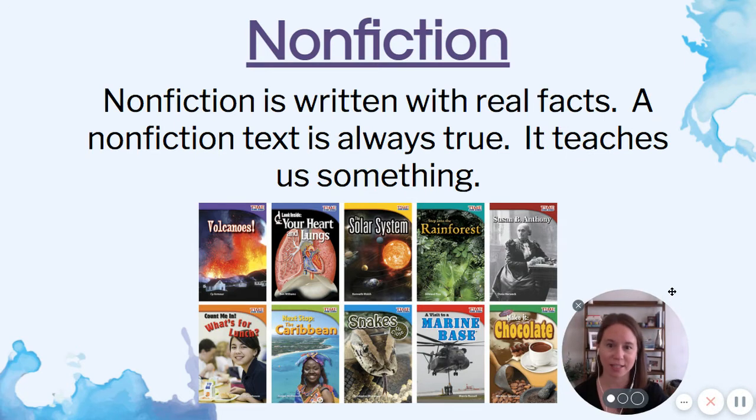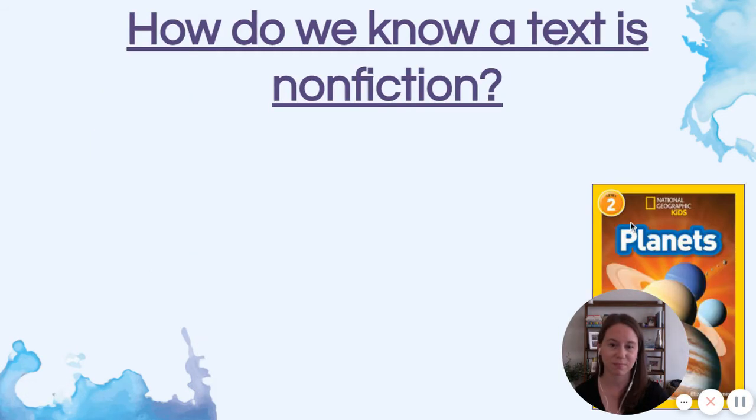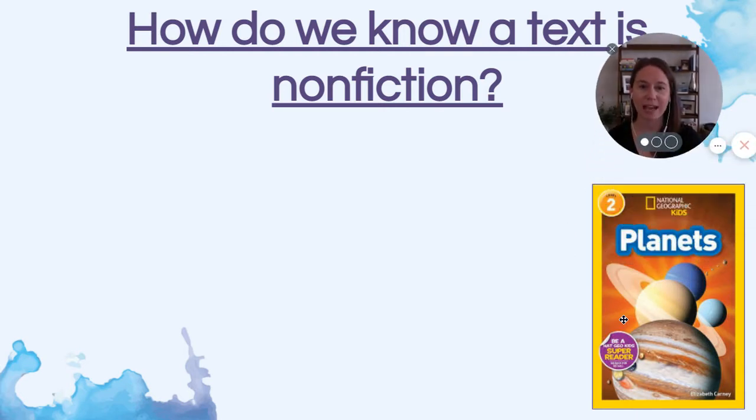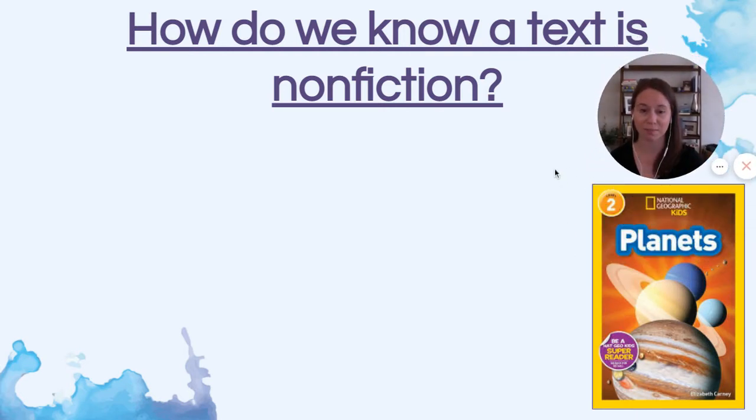Nonfiction is different. Nonfiction is written with real facts. A nonfiction text is always true, and it teaches us something. Here are some good examples of nonfiction books. Nonfiction can be about science, it can be about your health, about a famous person, a place, animals, food, lots of things.